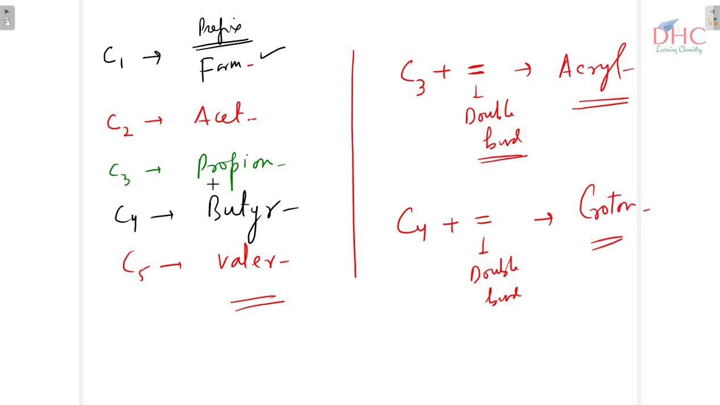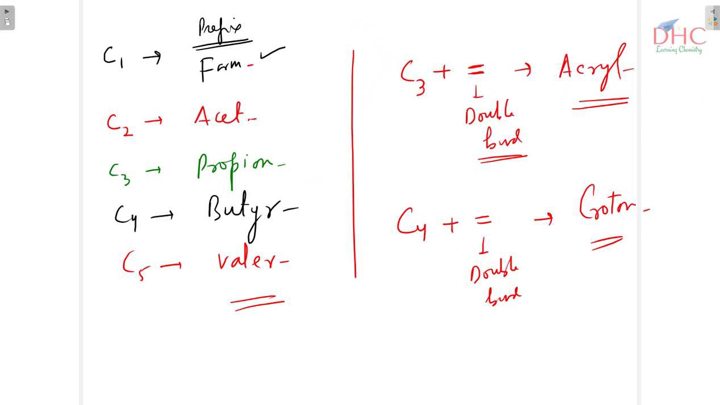So these are the prefixes which we are going to use to name the organic compounds commonly. That is form, acet, propion, butyr, valer, and this is acryl if we have 3 carbons and 1 double bond. If we have 4 carbons and 1 double bond, it's croton. So let's have some examples now.